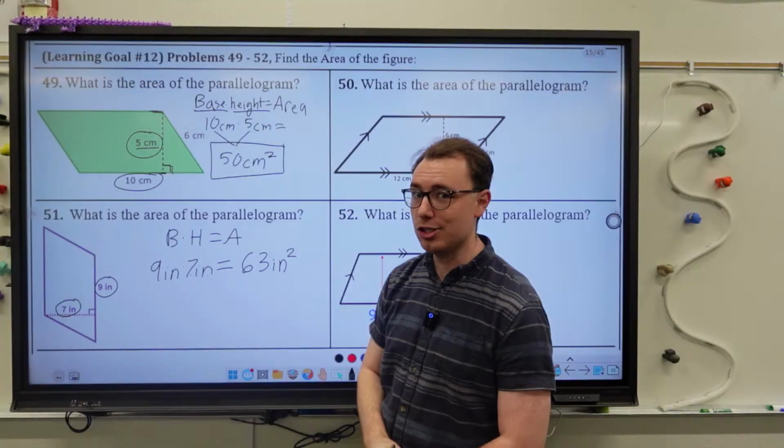Now let's try out these problems here for our learning goal 13. Where in 13, we're trying to find the area for these triangles. It has a similar kind of equation for these triangles here. We're going to take the base of the triangle, we're going to multiply it by the height of the triangle, and then we're going to divide that whole thing by 2 to find the area.